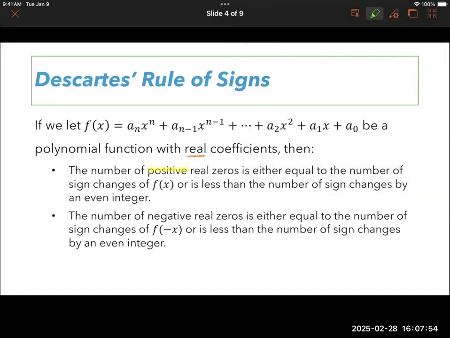Similarly, the number of negative real zeros is also going to be equal to the number of sign changes, but this time of f of negative x. For positive, you're using the original function that was given to you. For the negative real zeros, you substitute a negative x into each of the terms, simplify to find what that new function would be, and then look at the number of sign changes in that function. Again, your negative real zeros will either be equal to that number or less than that number by an even integer.